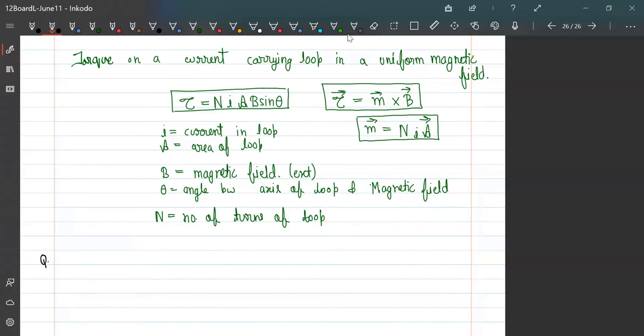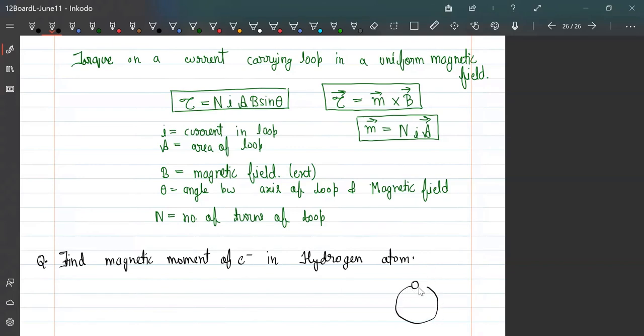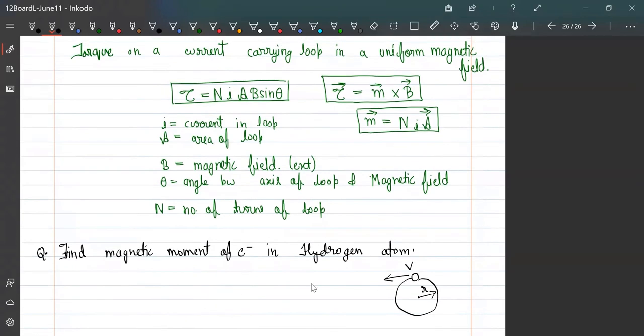Okay, then we'll do this tough question later. I'll just tell you how to solve it without numerical. So, if I have to find the magnetic moment of the electron in hydrogen, from Bohr's theory, which we'll study later in modern physics, we know the radius, and we know the velocity, that is the speed of the electron. So from there we can calculate the current and the area also.